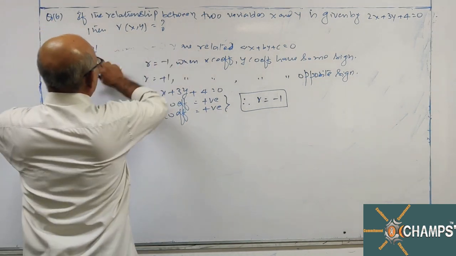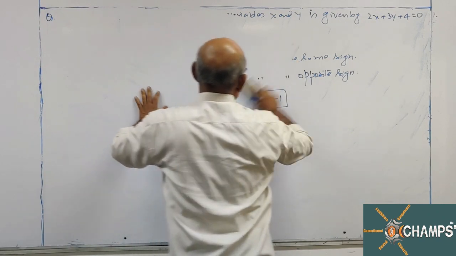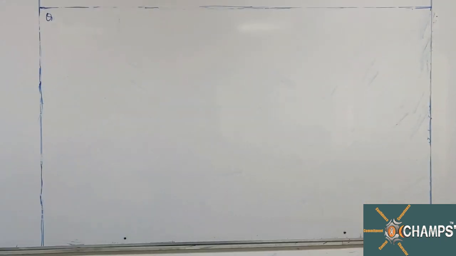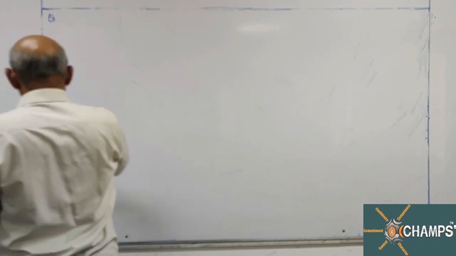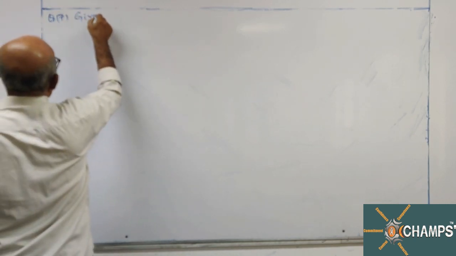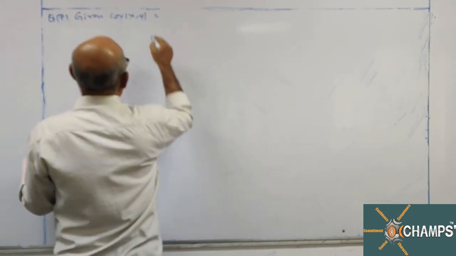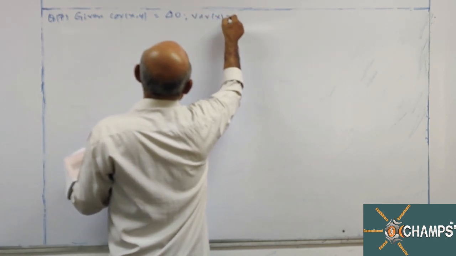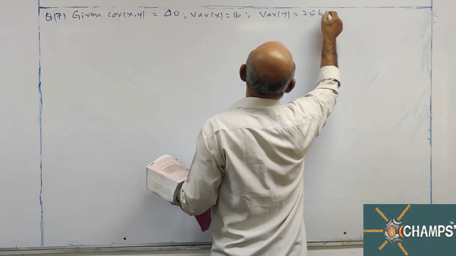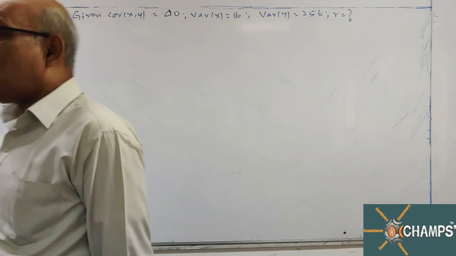Okay, let's see the next question. Given covariance of x comma y is equal to 40, variance of x is equal to 16, variance of y is equal to 256, R is equal to question mark.